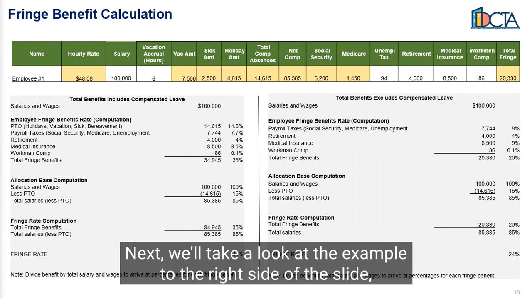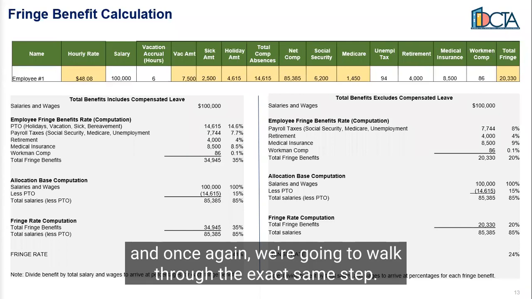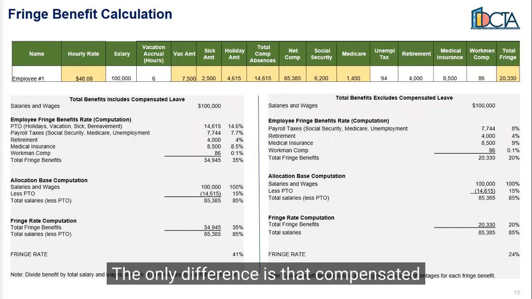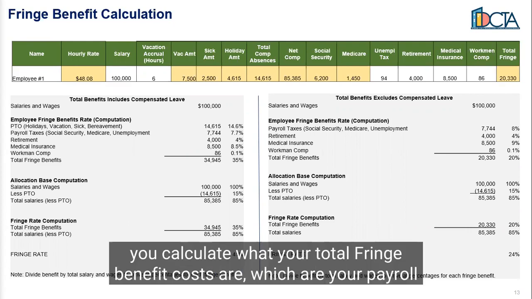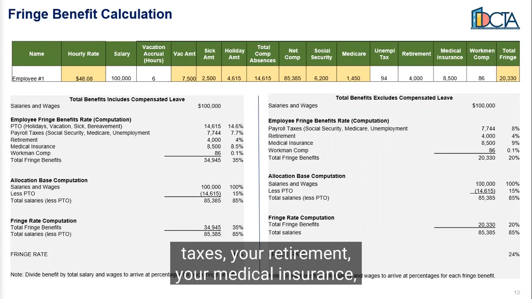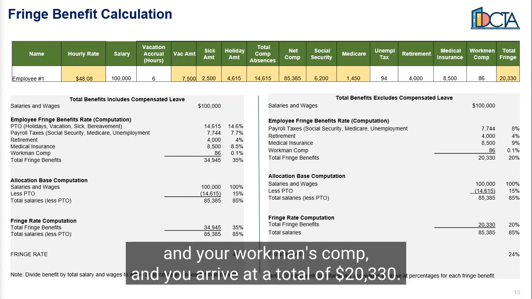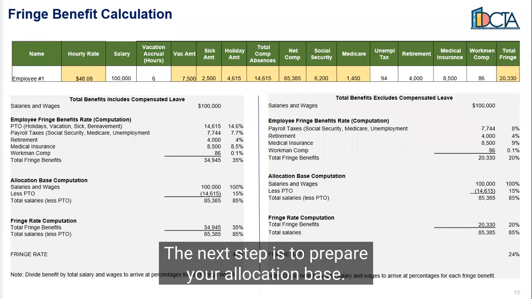Next, we'll take a look at the example to the right side of the slide. And once again, we're going to walk through the exact same steps. The only difference is that compensated leave isn't factored into these calculations. But once again, you calculate what your total fringe benefit costs are, which are your payroll taxes, your retirement, your medical insurance, and your workman's comp. And you arrive at a total of $20,330.